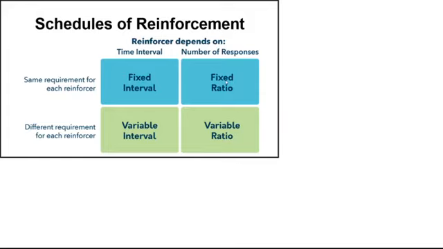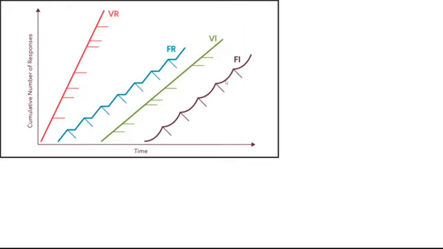Okay, and so each of these different types of reinforcement actually produce different patterns of responding. So we can look at this diagram here, this chart that has on the bottom time, as per usual with our graphs. And then on our vertical axis, on our y-axis, we have cumulative number of responses. So this is just a running tally of how many times the rat has pressed the lever.